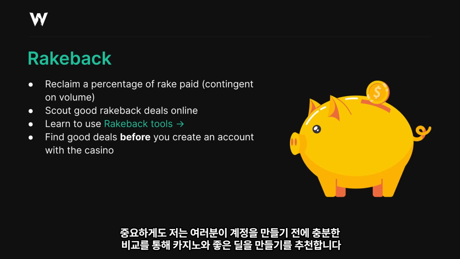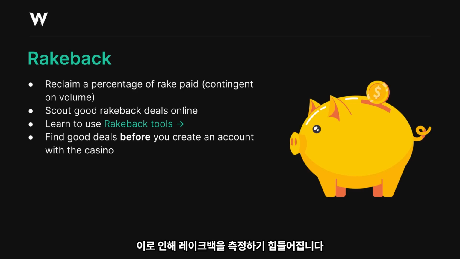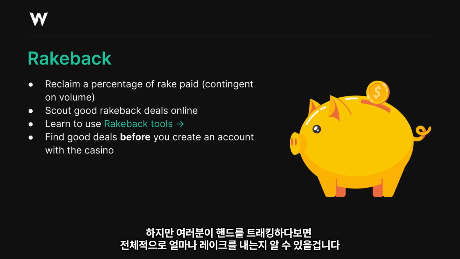You can often get a better deal this way. It should be noted that many casinos will try to obfuscate how much the rakeback is. And sometimes it's hard to measure because it'll be in the form of loot boxes or splash pots or whatever. But in general, you can usually figure out how much rake overall you're paying if you're tracking your hands.